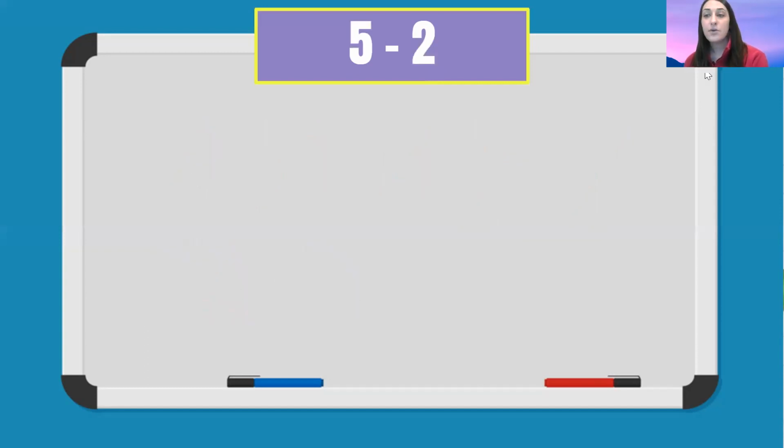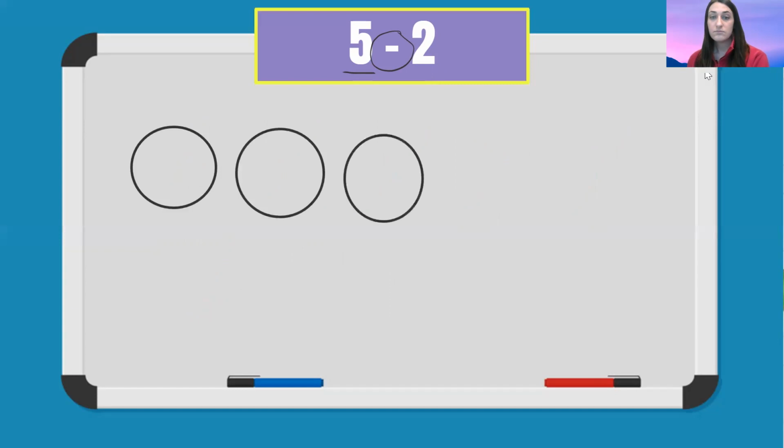5 minus 2. So again, we see our minus sign, which means we're going to subtract or take away. In order to start, we have to use our first number, which is a 5, and draw 5 circles. Let's count them to make sure we have the right amount. 1, 2, 3, 4, 5.